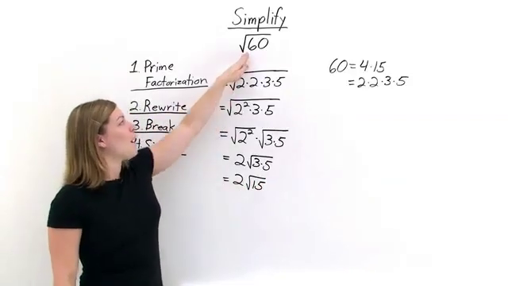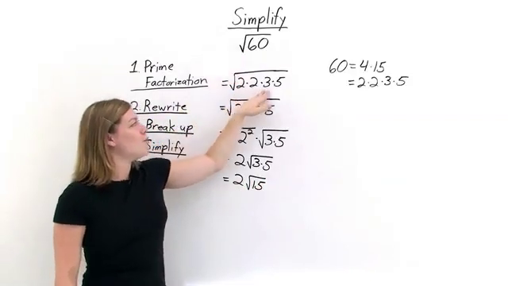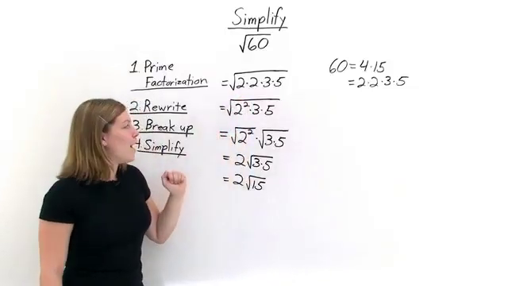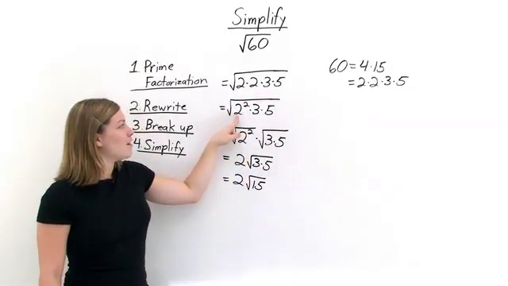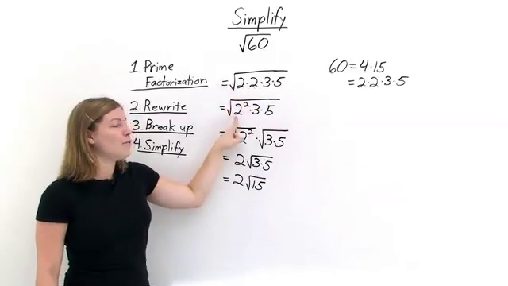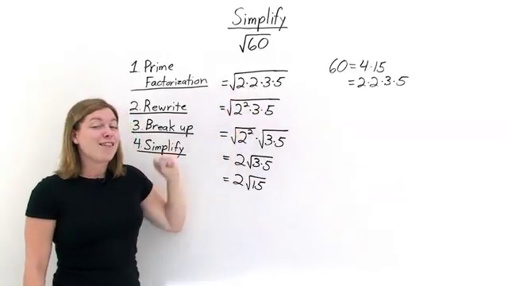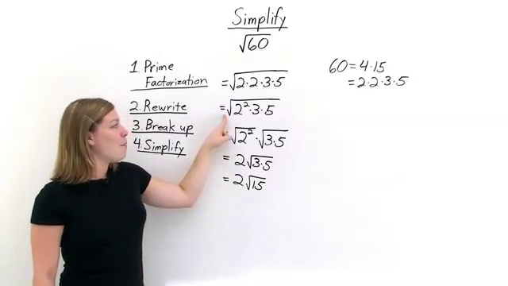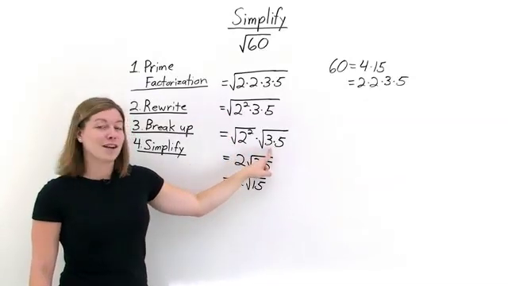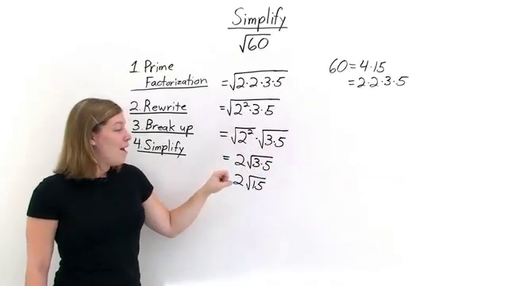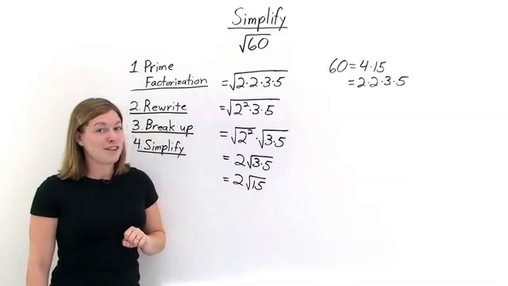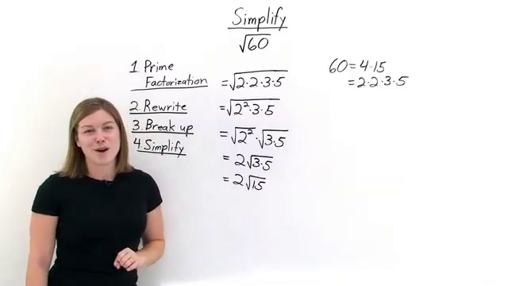We took the square root of 60 and broke it up into its prime factorization. Then we rewrote any multiple factors as a factor squared. So here we took 2 times 2 and wrote it as 2 squared. Then we took the product property of square roots and used it to break up our one radical into multiple radicals being multiplied together. Then we simplified and found that the simplified form of the square root of 60 is 2 times the square root of 15.